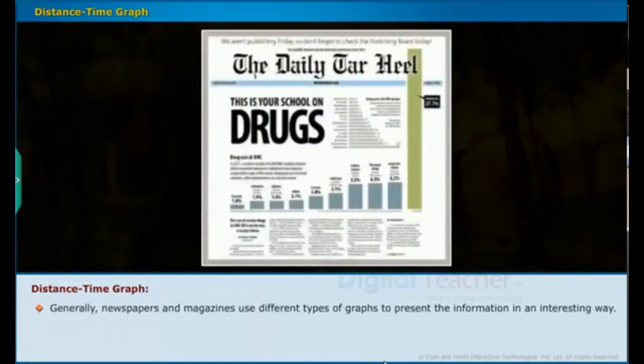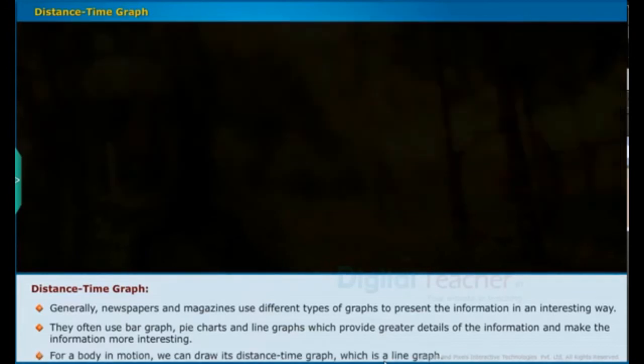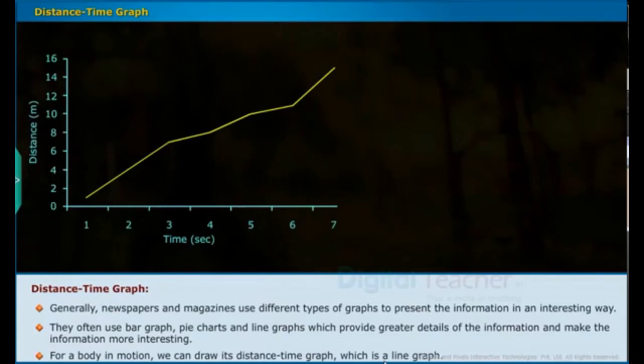Now, let us discuss the distance versus time graph. Generally, newspapers and magazines use different types of graphs to present the information in an interesting way. They often use bar graphs, pie charts and line graphs, which provide greater details of the information and make the information more interesting. For a body in motion, we can draw its distance time graph, which is a line graph.